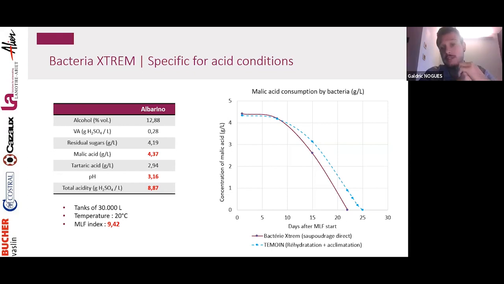So you can see Extrem in less than 20 days did the malolactic fermentation in total, with almost 4 grams per liter of malic acid. And it did it quicker than the control, which was a bacteria that acclimated. So basically here you see the difference of the power and the abilities of the bacteria to do a quick malolactic fermentation with a very easy use. So, direct inoculation.